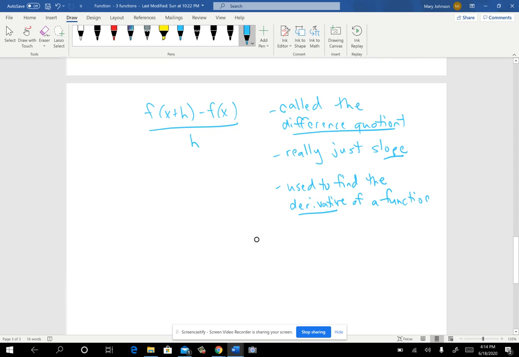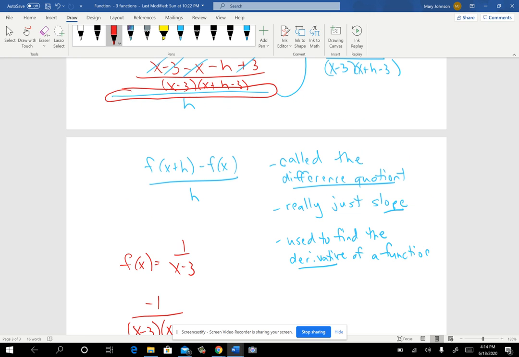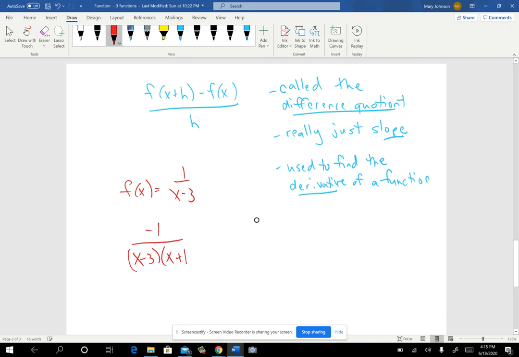All right, so I want to give you a glimpse of what you do in calculus with what you find in your algebra. You know how when we did the difference quotient for the function f of x equals 1 over x minus 3, we wound up with negative 1 over x minus 3 times x plus h minus 3. That's what we wound up with when we did the difference quotient. And all that's our job. That's what I need to teach you how to do.